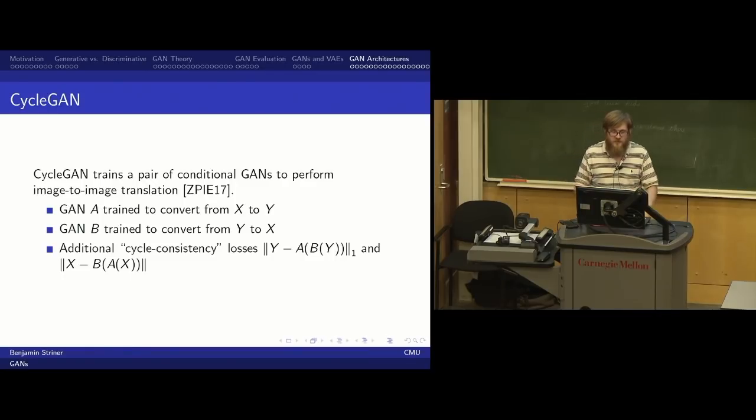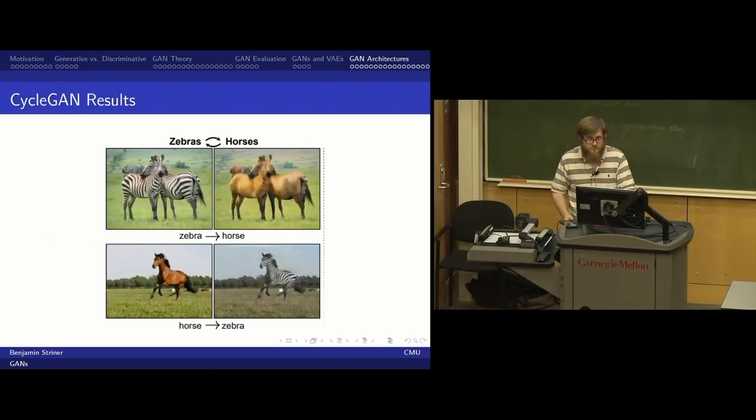In addition, you have this cycle consistency. That's this reconstruction, which is, I should have had the L1 on the other one. It's basically the L1 error between your original Y and A of B of Y. So converting it back should be the same as the original. Going in both directions, converting and converting back should be the same as the original, in addition to having the GAN. What does that give you?